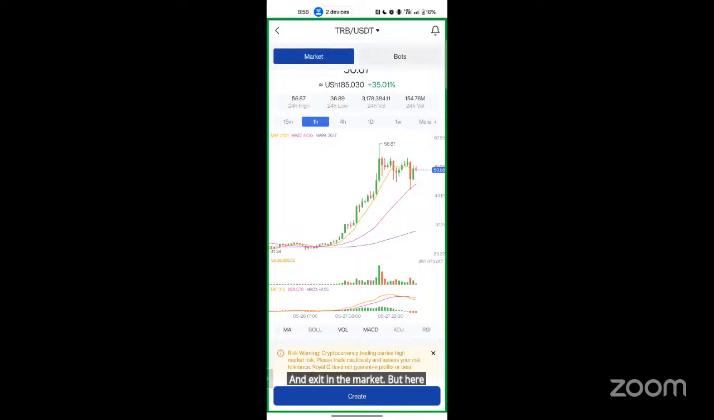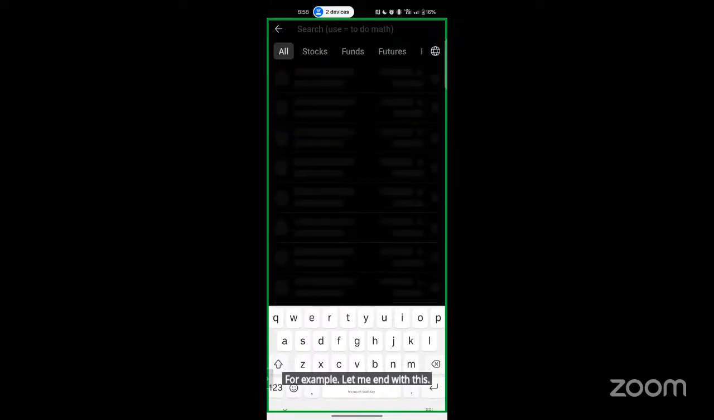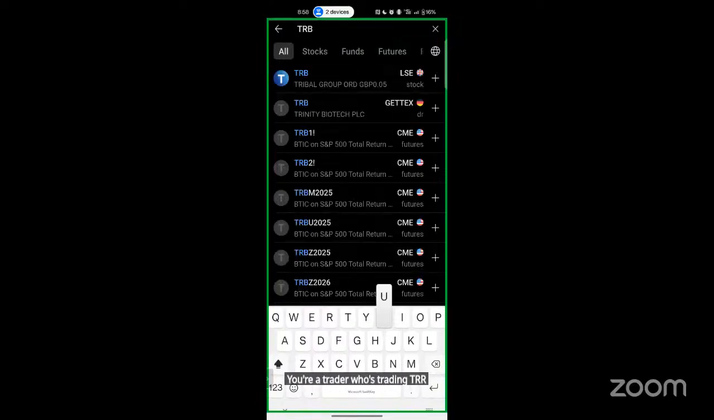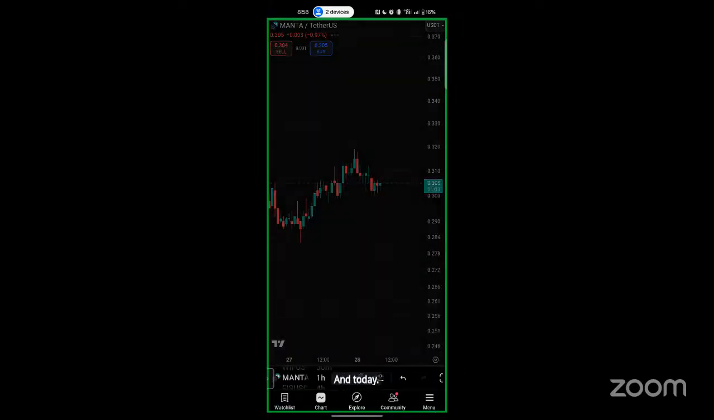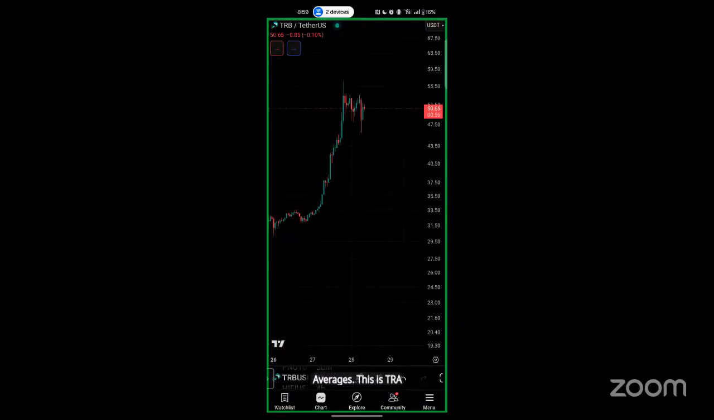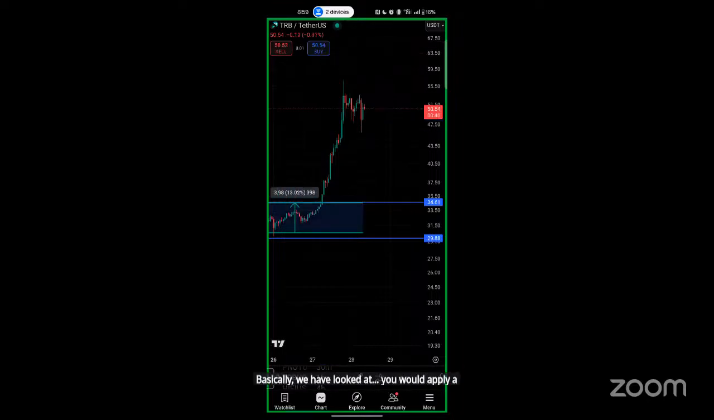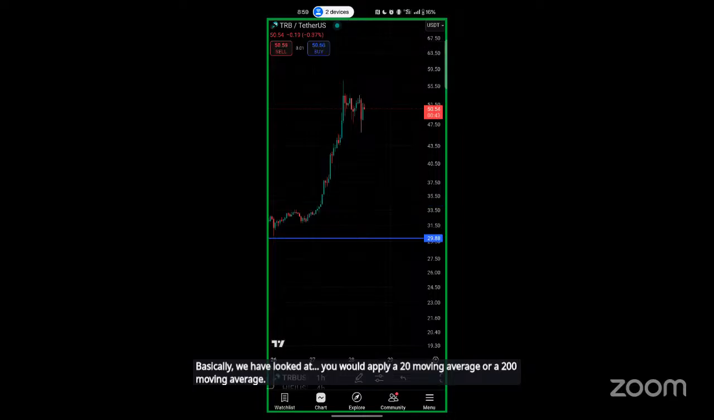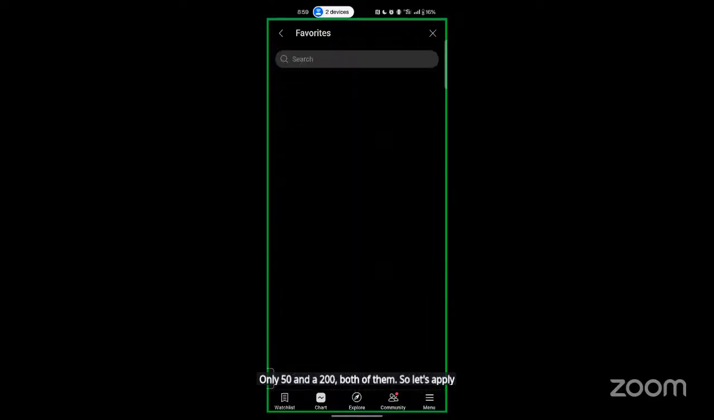But here is my point. For example, let me end with this. You're a trader who's trading TRB/USDT as a coin. And today, we have looked at moving averages. This is TRB. With these moving averages, you could apply a 20 moving average or a 200 moving average, or a 50 and a 200, both of them.